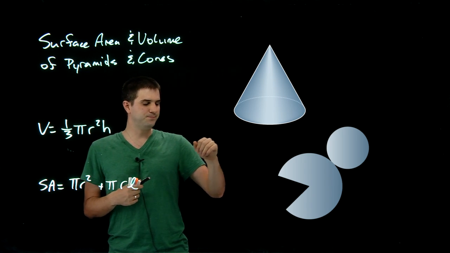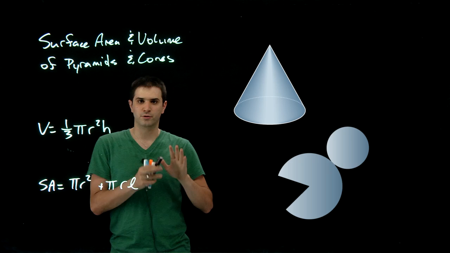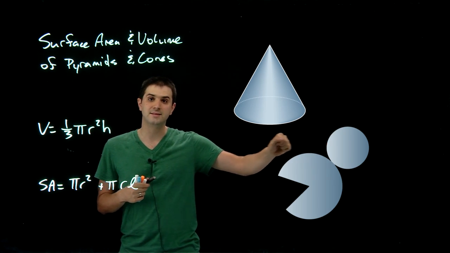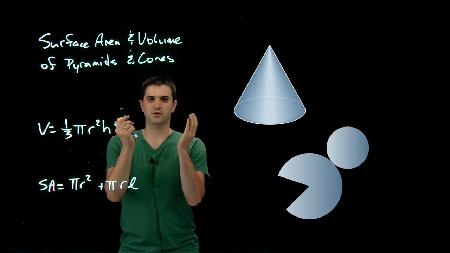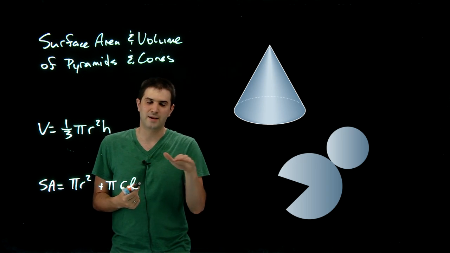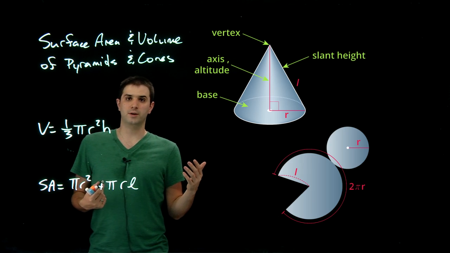And then what we have here is actually a laid out version, what a cone would look like if you were to smash it down. So this circle here would be the base, and this shape here would be the actual part that wraps around the cone. If you actually take apart a cone that has a base, that's what it would look like. So the anatomy of a cone: what do we call all these things?